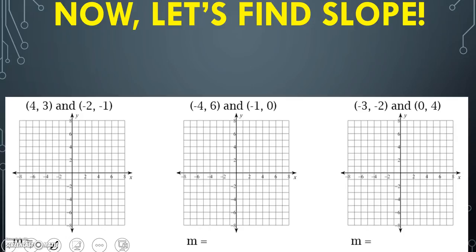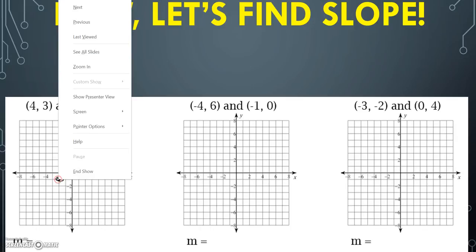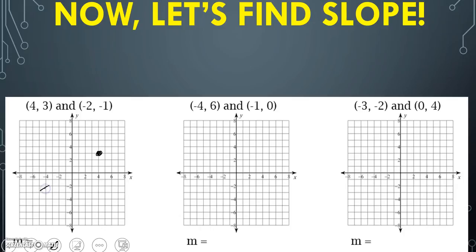Alright, and on these last 3, we're just going to plot these 2 points, and then we're going to find slope, just like we did before. So on the first point, it's a positive 4, and we're going up 3, so our point is right here. And the second point is a negative 2, negative 1, so our point is right here. Man, it erased my other one. Oh, it does not like these points. Okay, so then we're going to connect those two.